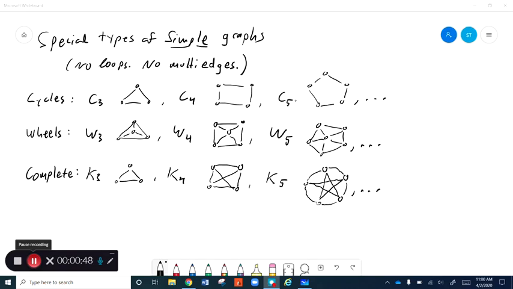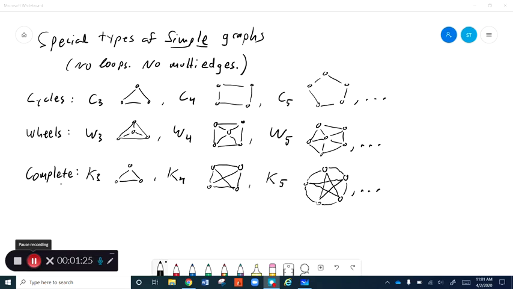Those are cycles. Wheels are basically cycles with a single additional vertex in the middle and then spokes going out. So there'll be edges connecting that central vertex to every vertex in the cycle. Ironically, the wheel W3 actually has 4 vertices. That number does not correspond to the number of vertices. So there's W3, W4. There's the 4 cycle with a 5th vertex in the middle, and edges connected out. So those are wheels. And then complete graphs.